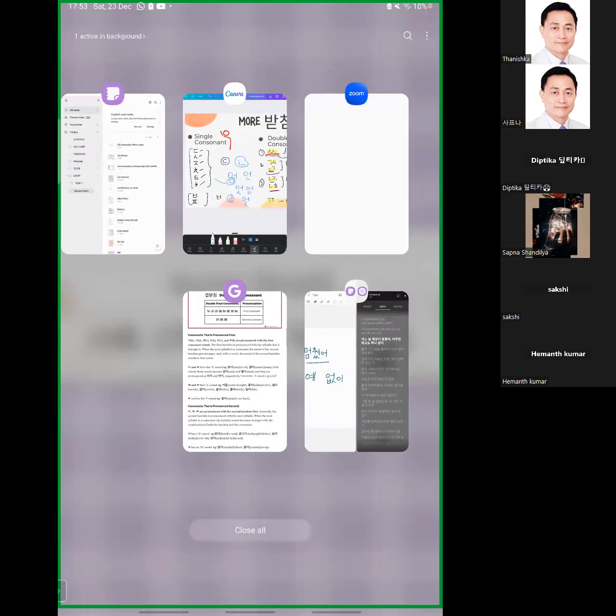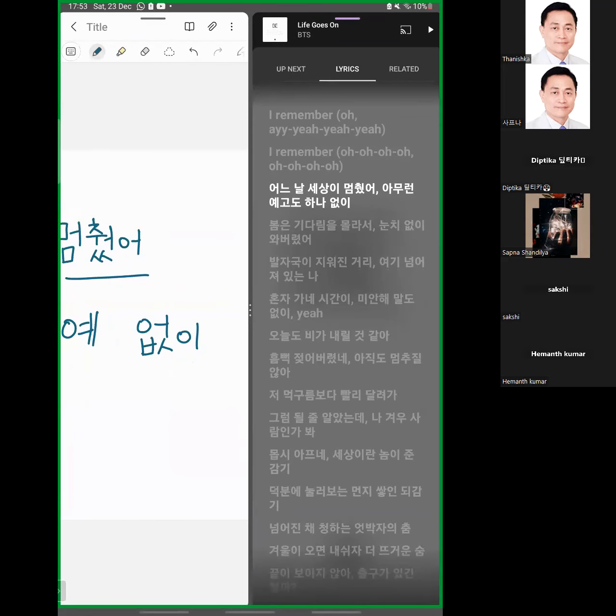Okay. So even though the line was very fast, you see that Tanishka actually read it correctly. Right? So you know that in music when they're singing, they do tend to sing a bit fast. But the pronunciation that you got is correct.